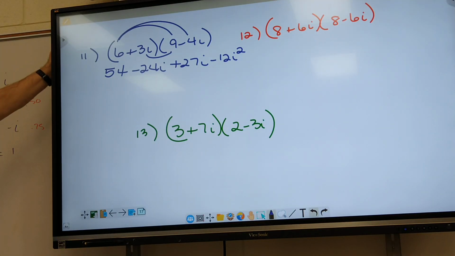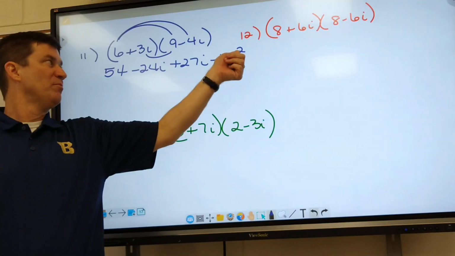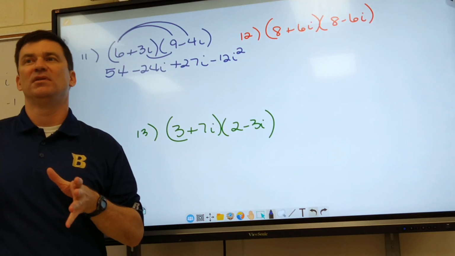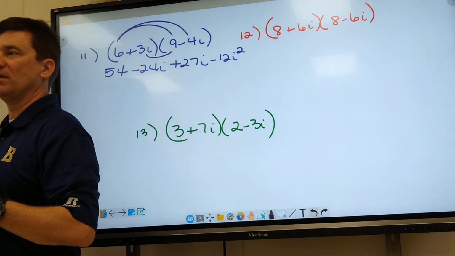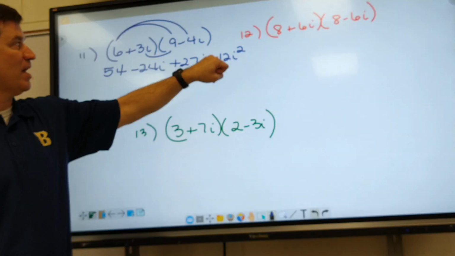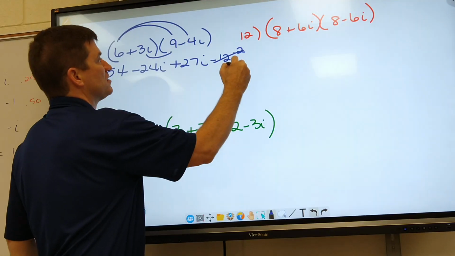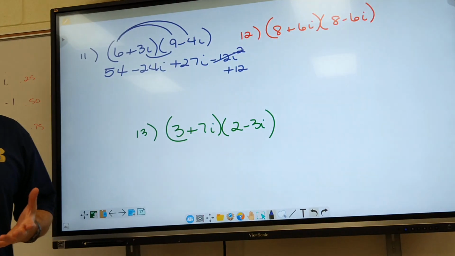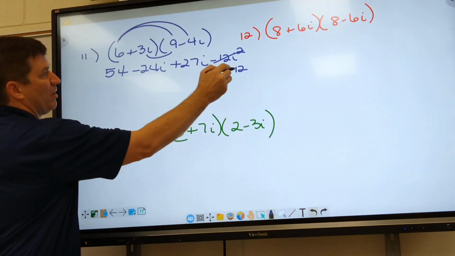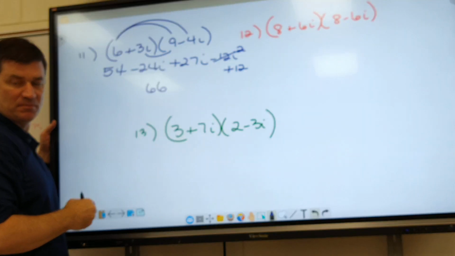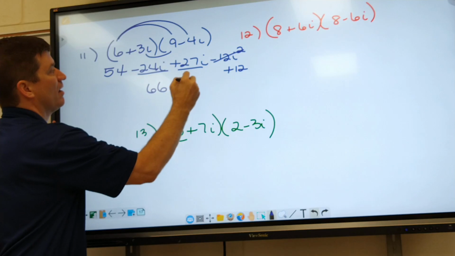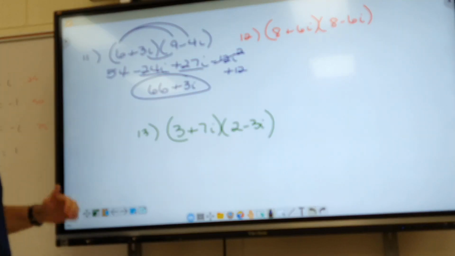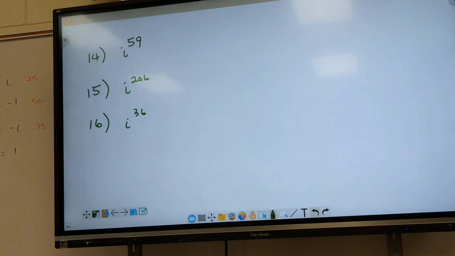All right, so here's where it's going to get a little different. Nathan, do you remember the i squared? There's something we have to do with it. i squared equals -1. So what's that -1 going to do to that -12? Makes it a +12. You can't forget that. So 54 plus 12 is 66. Like terms are in the middle, Ariana, that's going to give you plus 3i. That's how you do 11, 12, and 13. Y'all try 12 and 13 and we'll check.